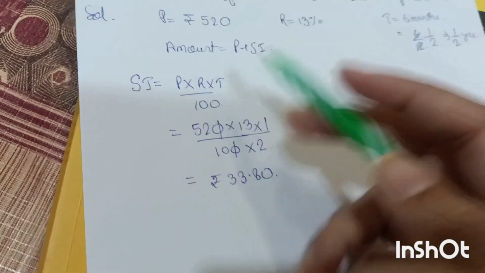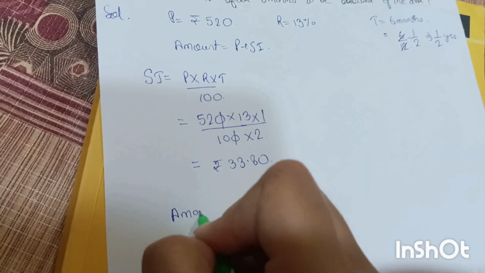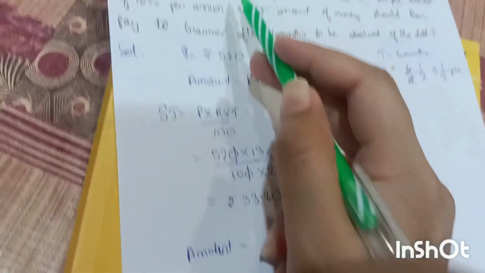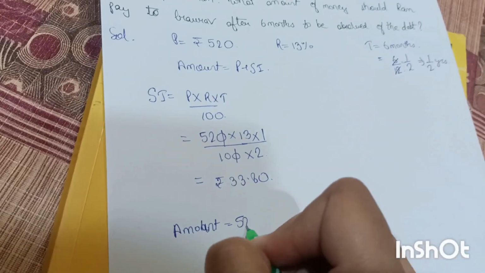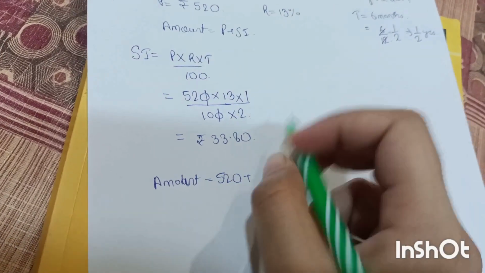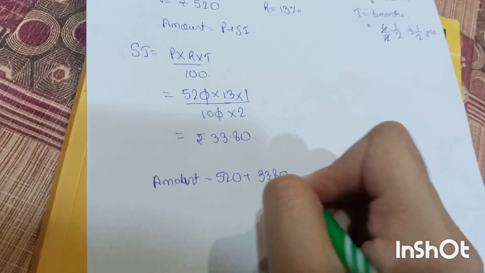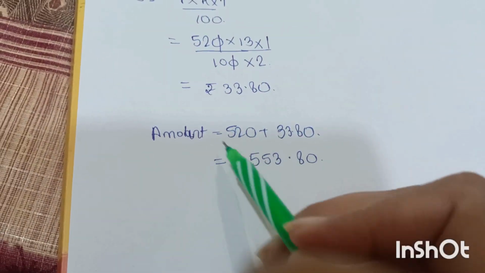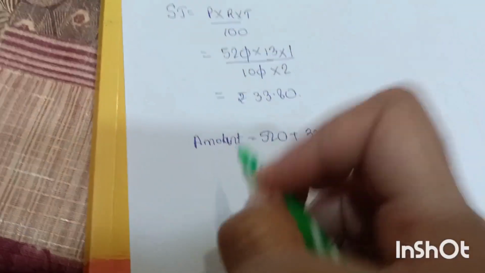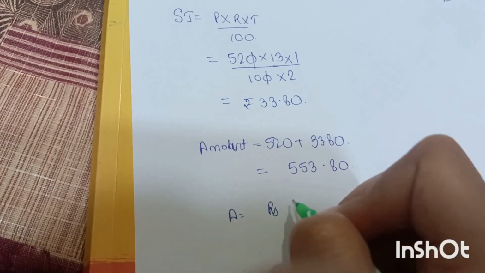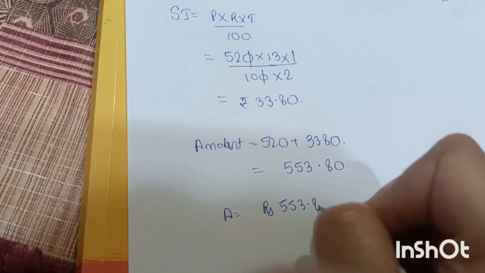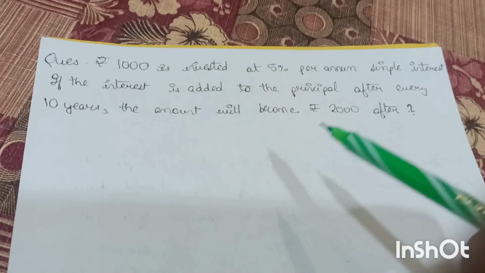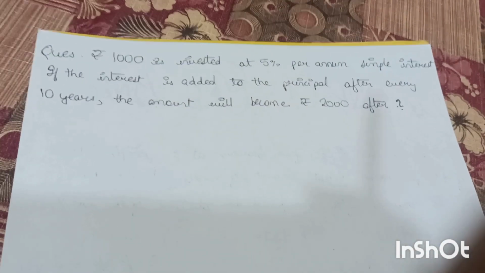So you have to find amount over here. Amount is principal plus SI. Principal is given as 520 and SI over here is given as 33.80. After calculating it out, you will get the value, so amount will become rupees this much. So the next question is on your screen, you may solve it out.